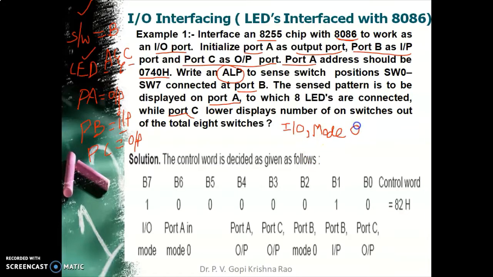We have to remember that to configure a port as an input port, the bit should be made 1. To configure a port as an output port, the value should be made equal to 0. So now let us look at this, assuming that this is the control word register of 8255.